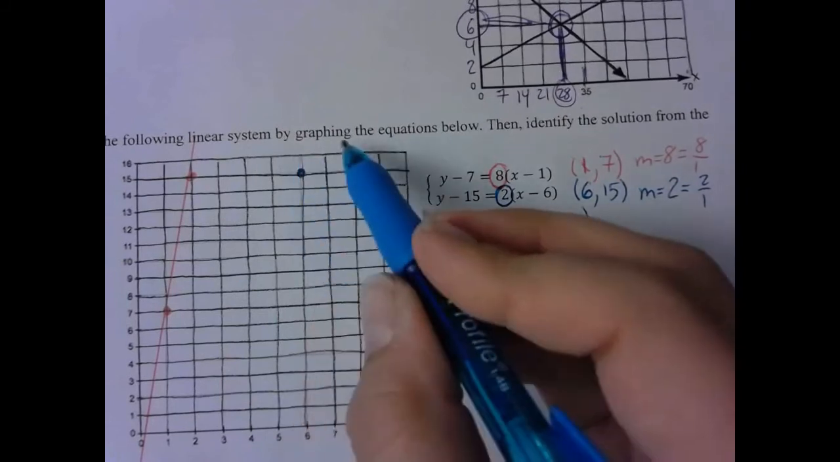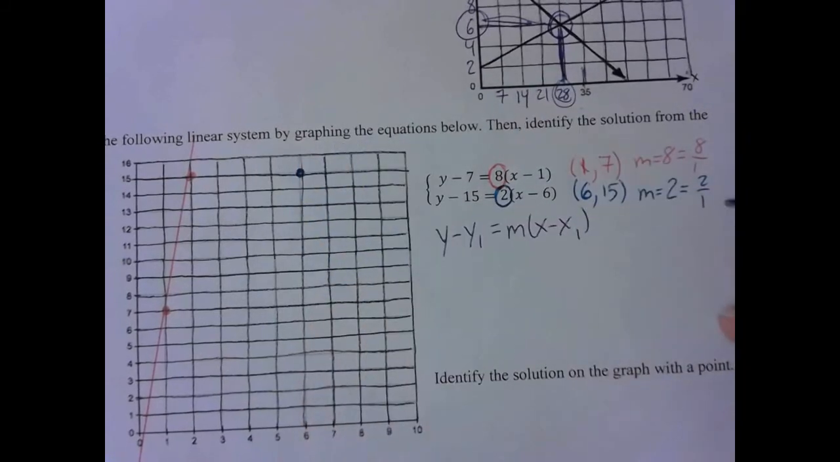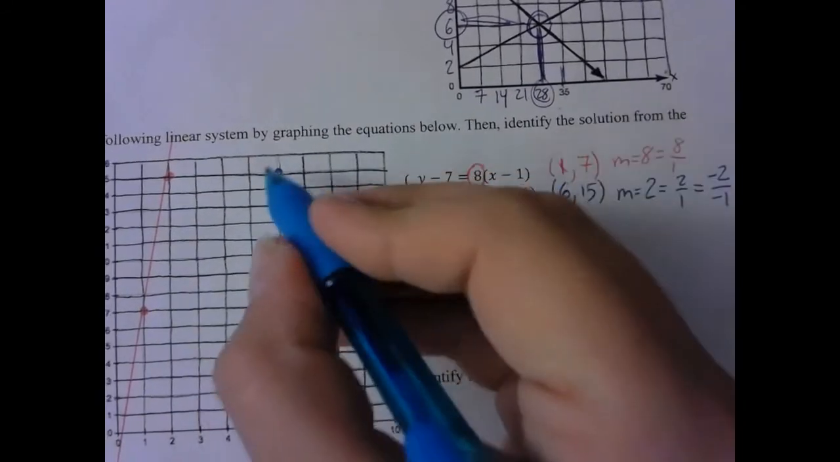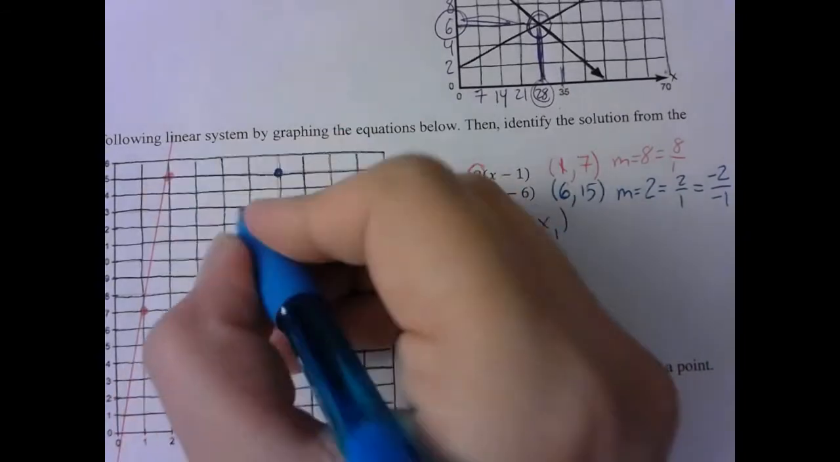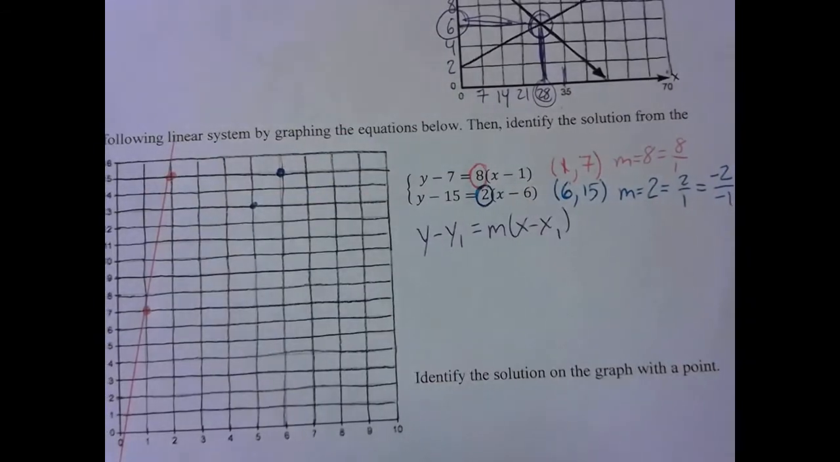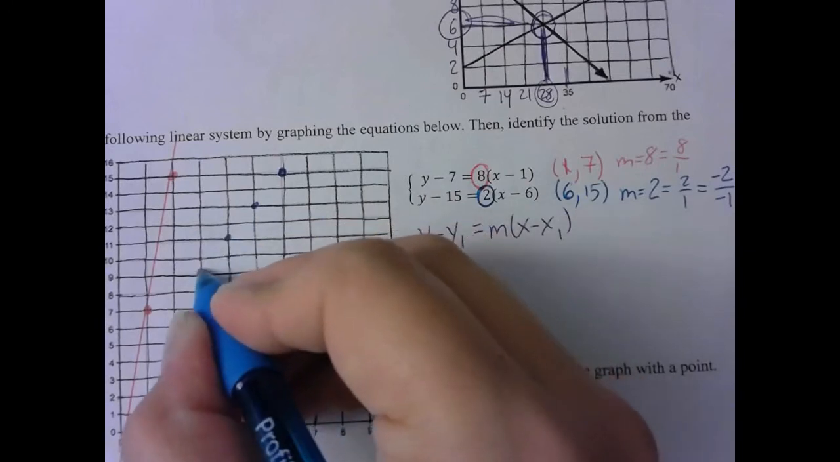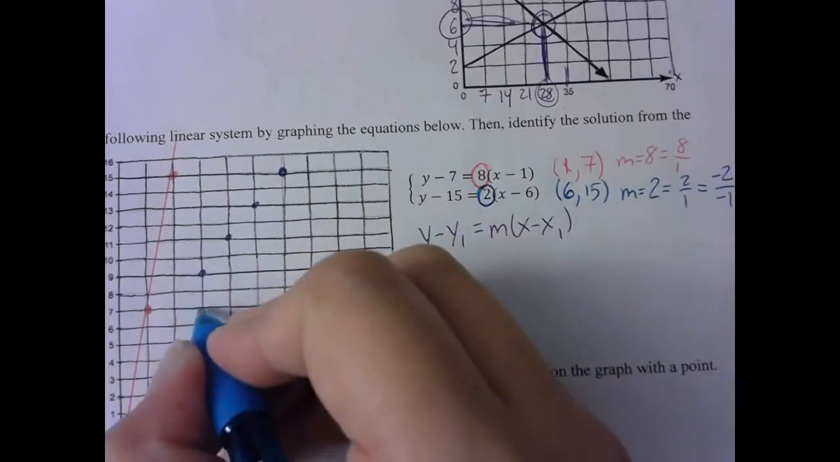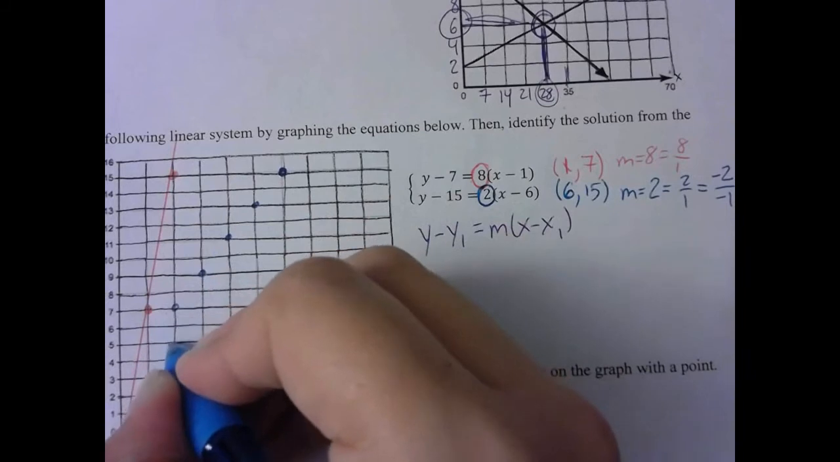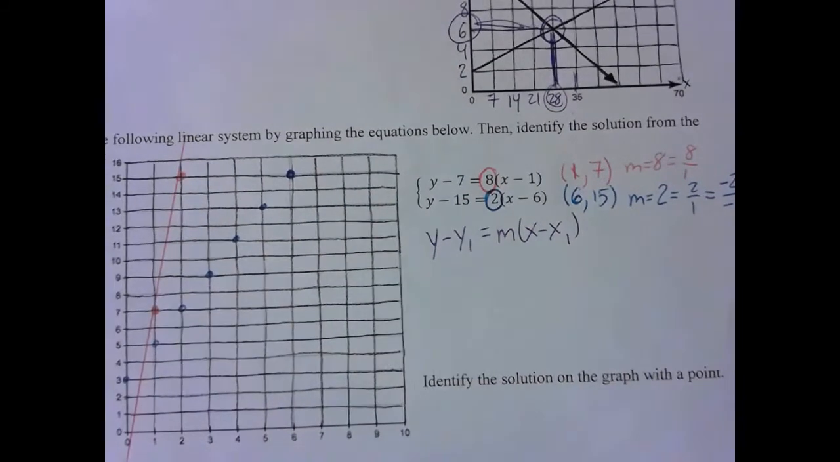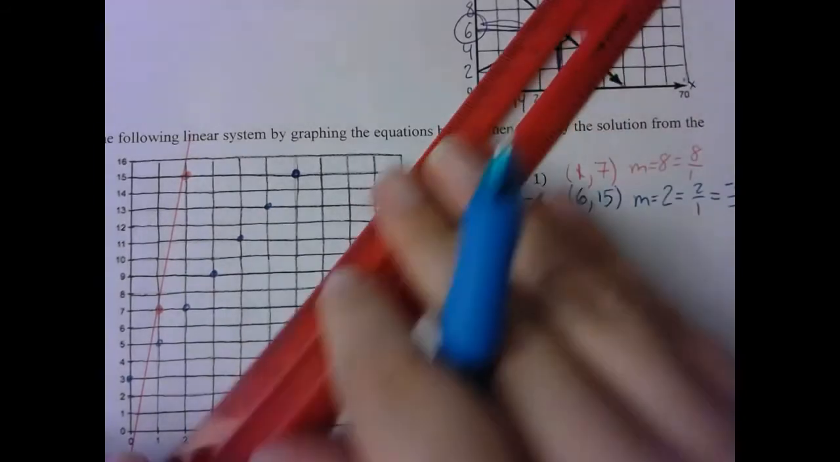That means we need to go up 2 over 1, but we're going to run off the page. So remember, that's the same as -2 over -1. So why don't we go down 2 to the left one and put a dot. Let's do that again. Down 2 to the left one, and repeat until we have several points. Awesome. Let's connect all those beautiful dots.